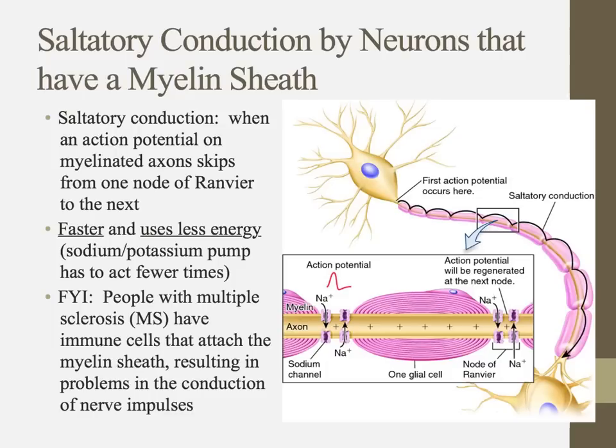Okay, so a regular action potential, like what we've been looking at, travels straight down the axon. Sodium in, sodium out, sodium in, sodium out, all the way down. Remember that anytime we have to return to resting potential, we've got to be pumping that sodium out. This is not only going to take energy, but it also takes time, right?